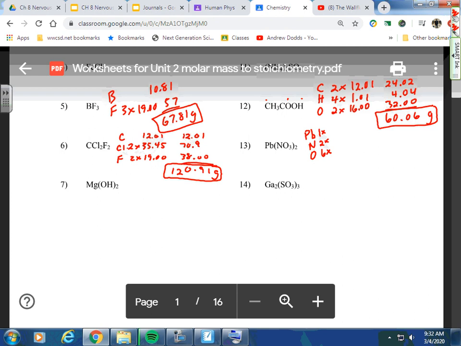All right. So Pb is, where's Pb? Number 82, 207.2. And nitrogen is 14.01, is that right? And oxygen is 16. So really I'm going to have 207.2 plus 28.02 and 96.